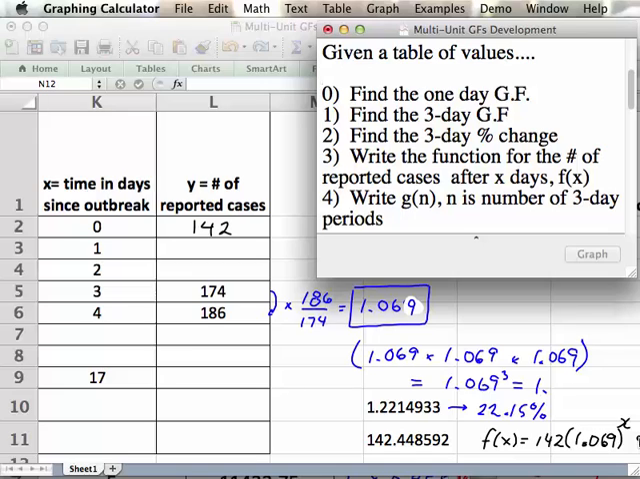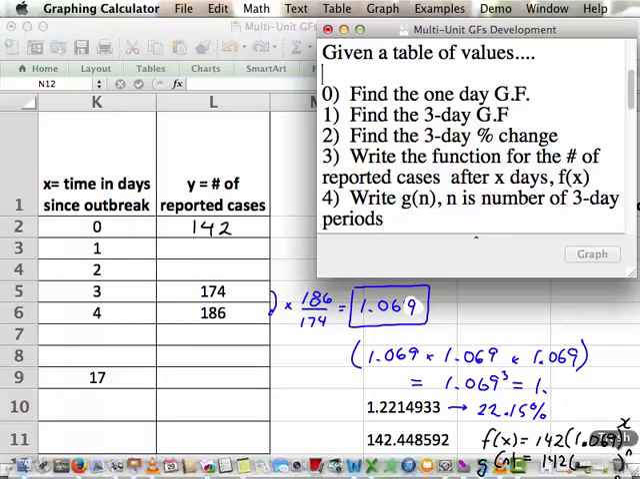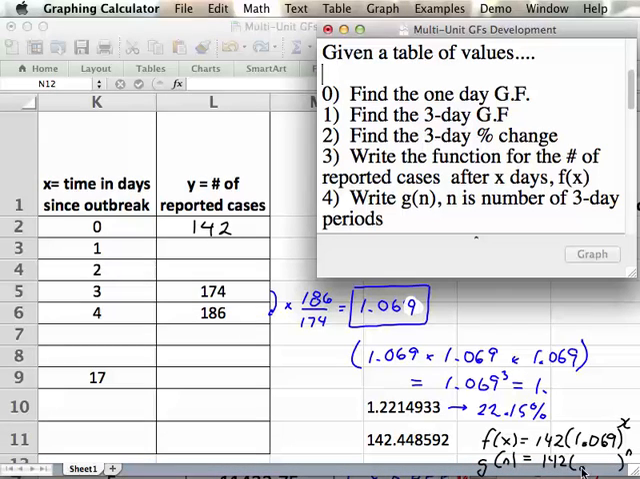Okay, so now we want to write a new function g of n, where n is a number of 3-day periods. So g of n, initial value in this case? Same. And so now every time n advances by 1, 3 days will go by. So what will I put in here? I'm going to put the 3-day growth factor in because every time n increases by 1, I want to multiply by the 3-day growth factor. So I can put in my 1.221.